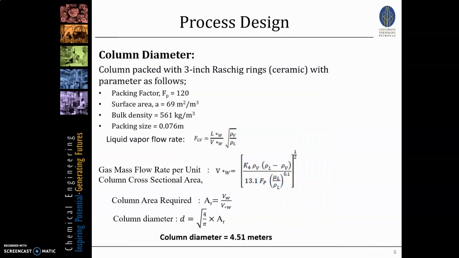Okay, next for the column diameter, the column is packed with 3-inch Raschig rings made out of ceramic, and the parameters are as follows, which include the packing factor, the surface area, the bulk density, and the packing size. Using the following formula, we can calculate that the column diameter is 4.51 meters.